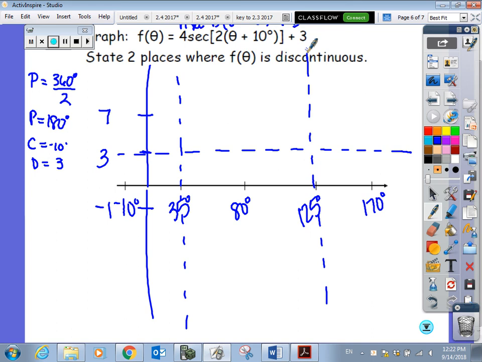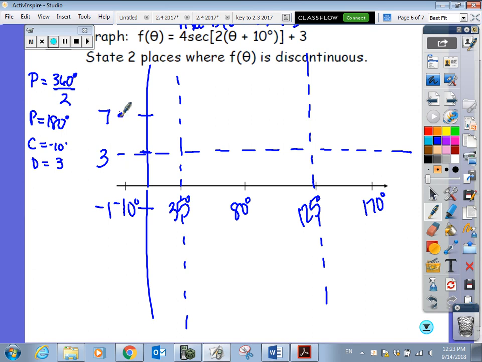Now, let's say at negative 10 right here, I don't remember what to do. I have no idea where to go. Do I put it at 7, 3, 10? I don't know where to go. So let's plug it in. Negative 10 plus 10 is 0. Times 2 is 0. Secant of 0 is 1. 1 times 4 is 4. Plus 3 is 7. So I know to plot my point right here.